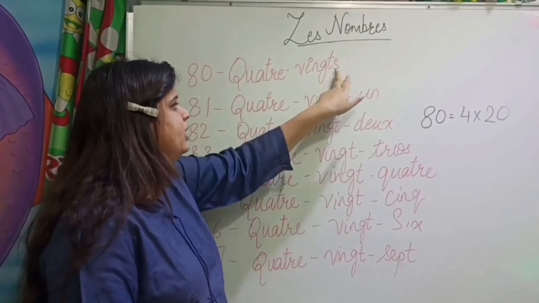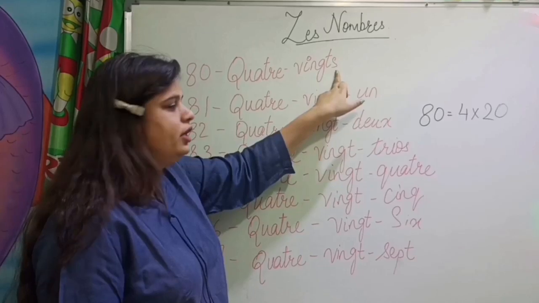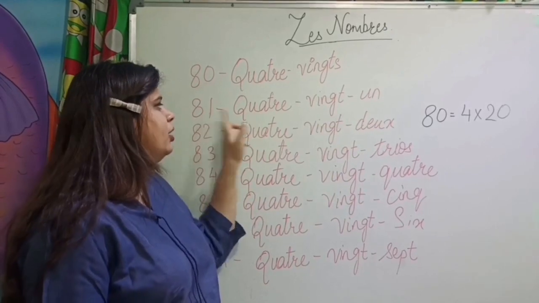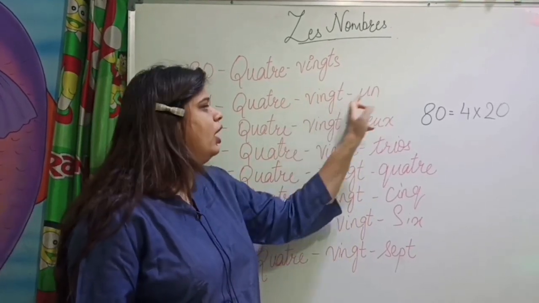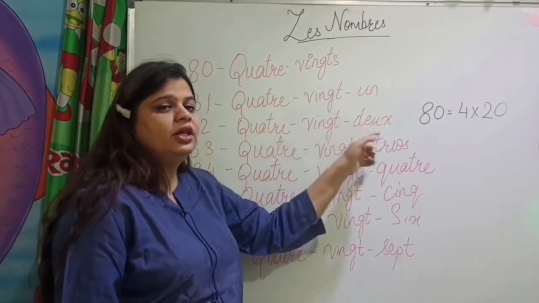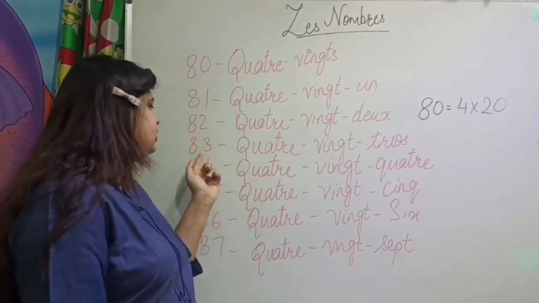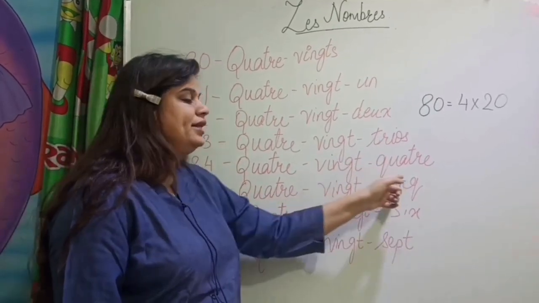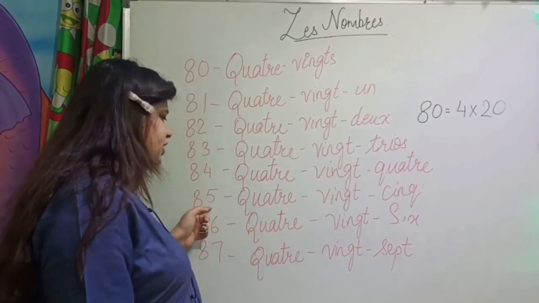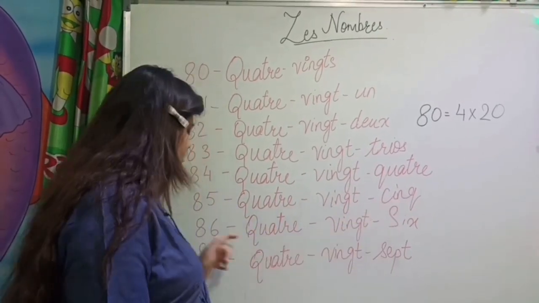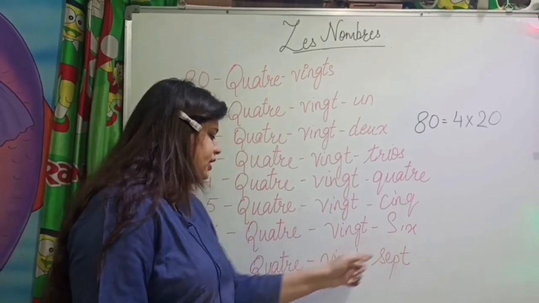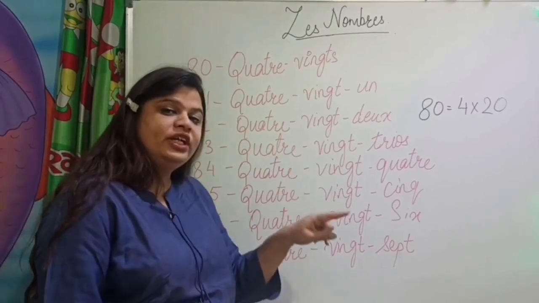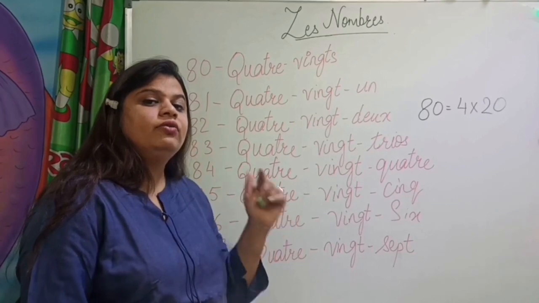And one more noticeable thing, that in quatre-vingts S is included, but in 81 to 89 S is not included. So 81 becomes quatre-vingt-un. 82 quatre-vingt-deux. 83 quatre-vingt-trois. 84 quatre-vingt-quatre. 85 quatre-vingt-cinq. 86 quatre-vingt-six. 87 quatre-vingt-sept. 88 will become quatre-vingt-huit. And 89 will become quatre-vingt-neuf.